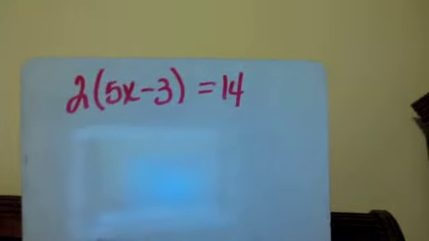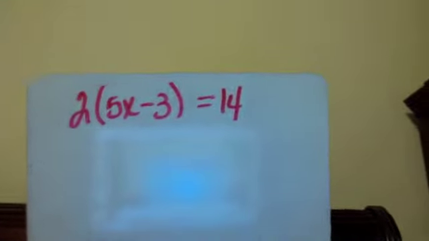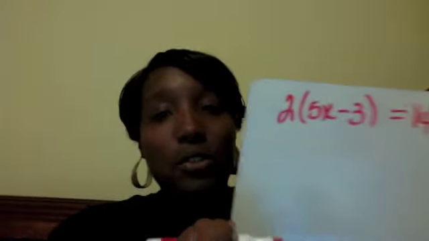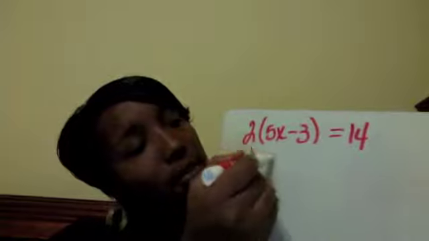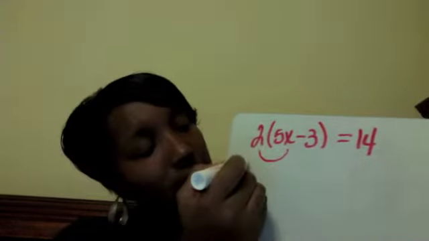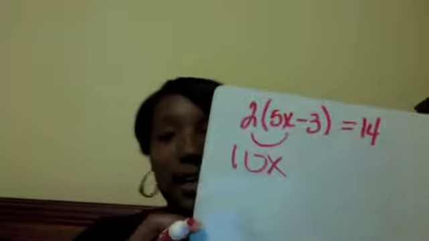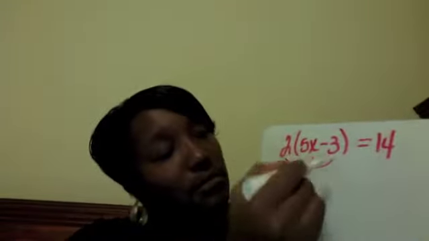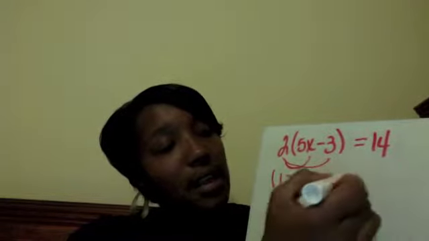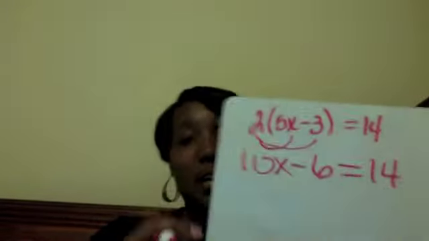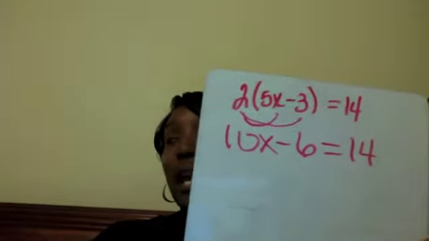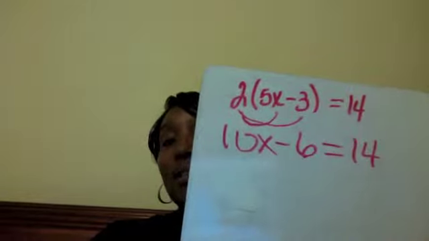Okay, so when you see the parentheses, this should let you know that you need to apply the distributive property. So first, I'm going to multiply 2 times 5x. That's going to give me 10x. Then 2 times negative 3 is negative 6. And I'm going to bring down the equals 14. Okay, so now this should look like a two-step equation. Our next step would be to add 6 to both sides.